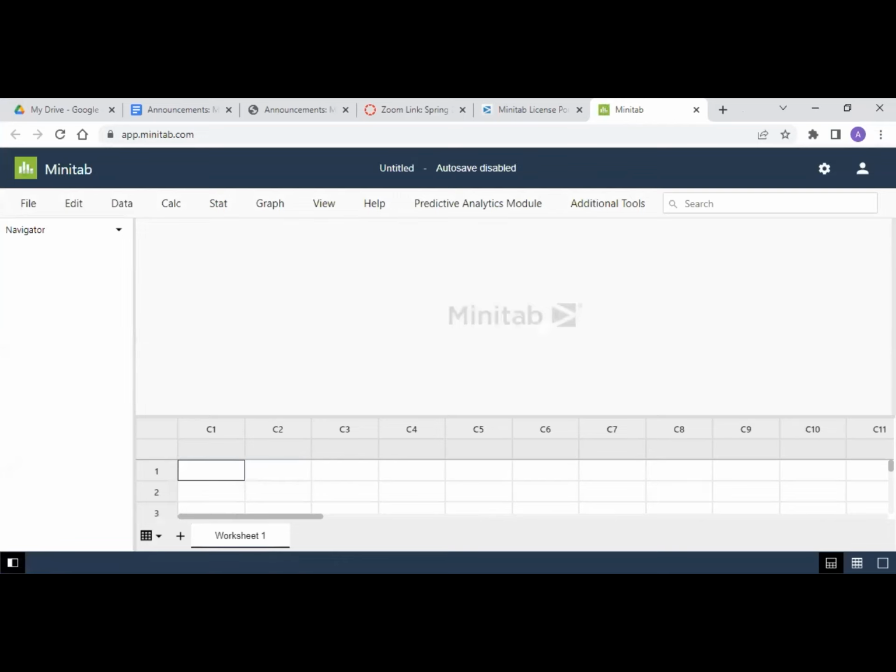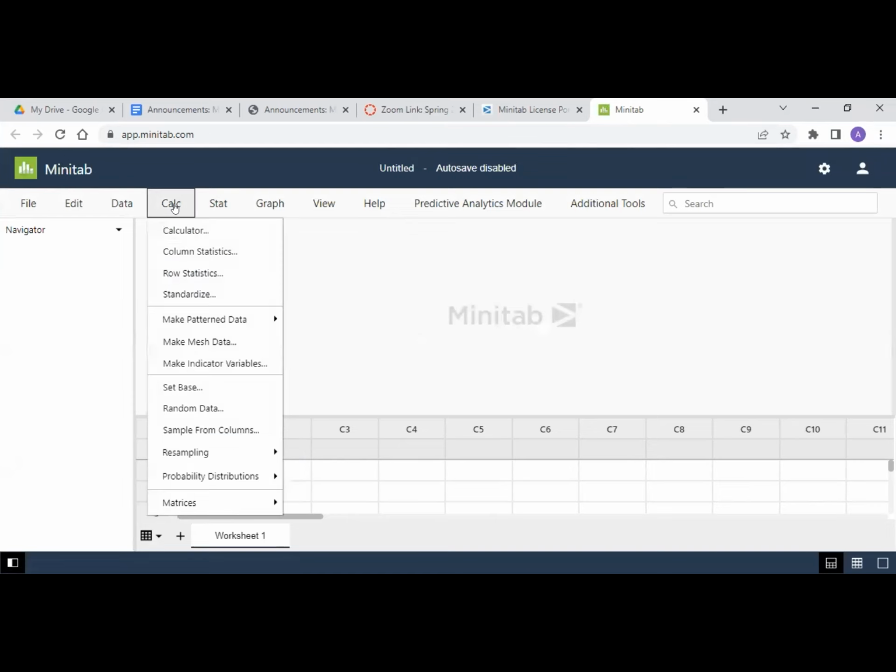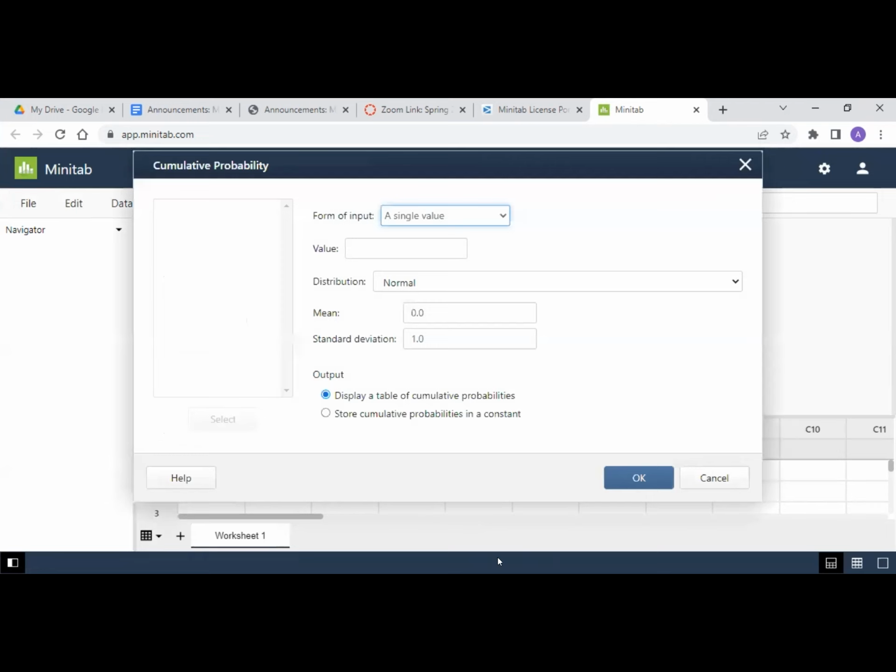Step 1, it says I want to click Calc. So I'm going to do that. I'm going to click Probability Distributions. And then we've actually done this before. In the last section with binomial distributions, you clicked the probability density function. This time we're going to click the cumulative distribution function. So I'm going to click this one here. Step 2, form of input says a single value. It looks like that's already there, so I'm not going to touch that.